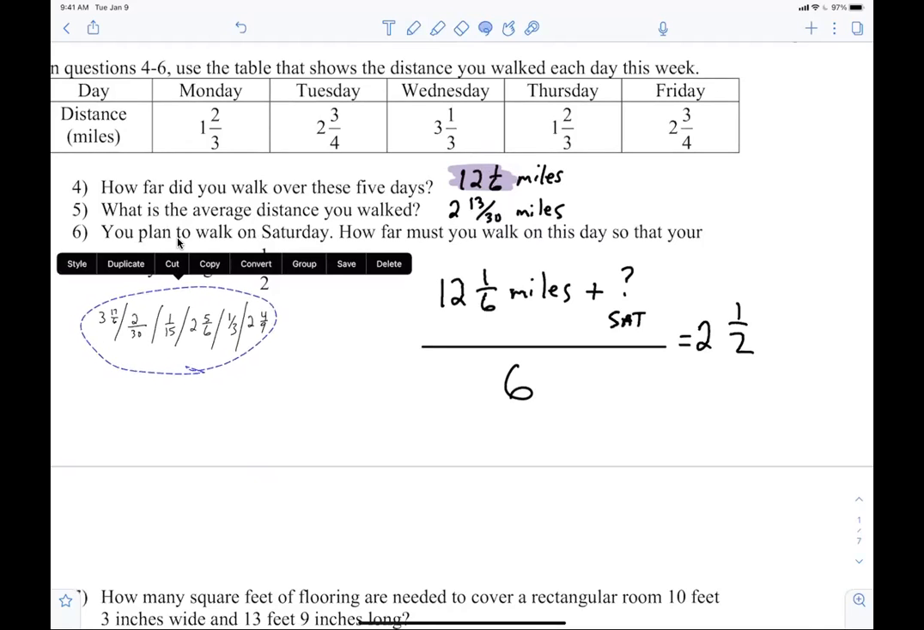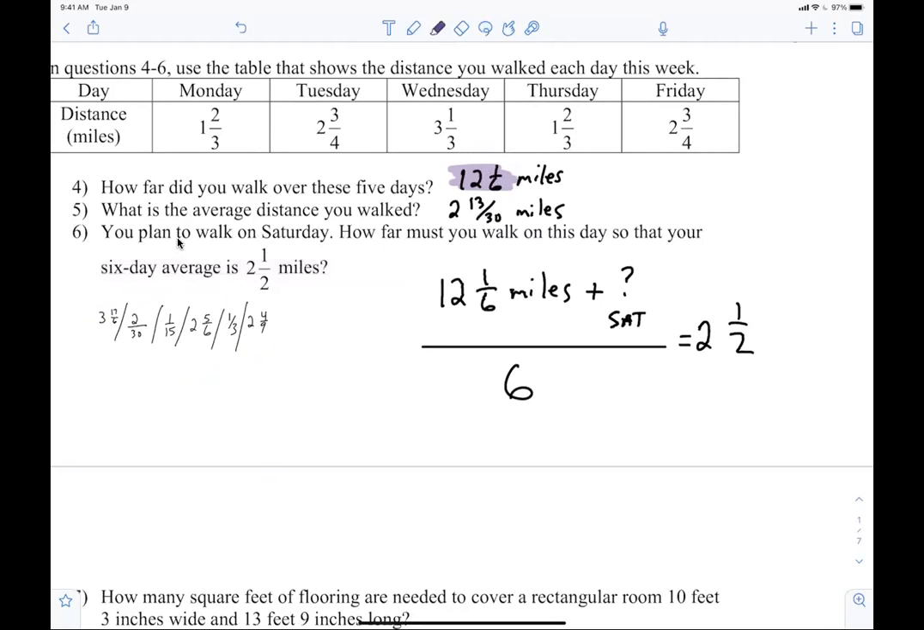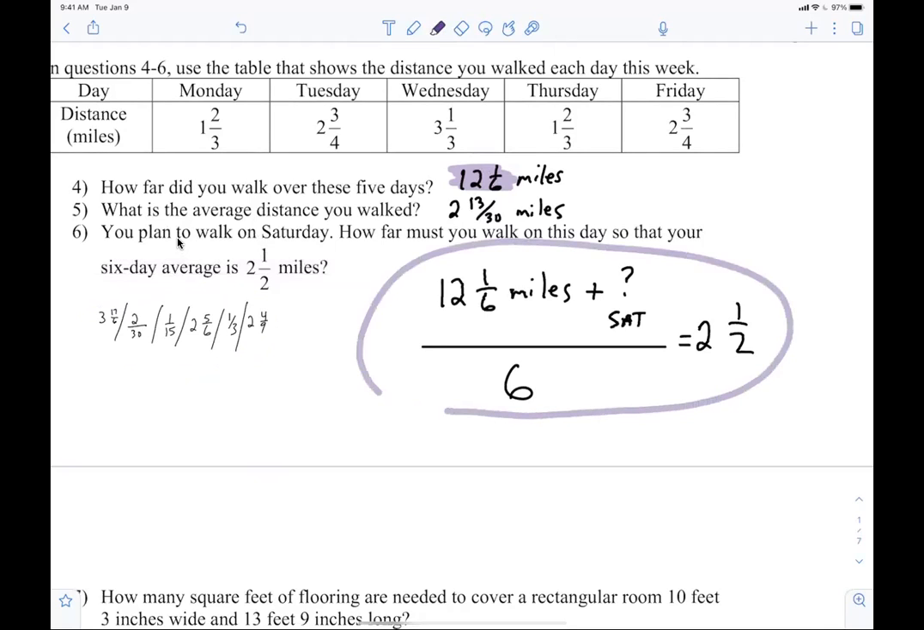All right, I want everybody to understand this, though. This is the process for finding the average. Would you agree with that? Now, Nora said something super important, right? An average is like walking 2.5 miles every day, correct? So if we're going to walk 2.5 miles every day, then for 6 days, I should walk how many miles?